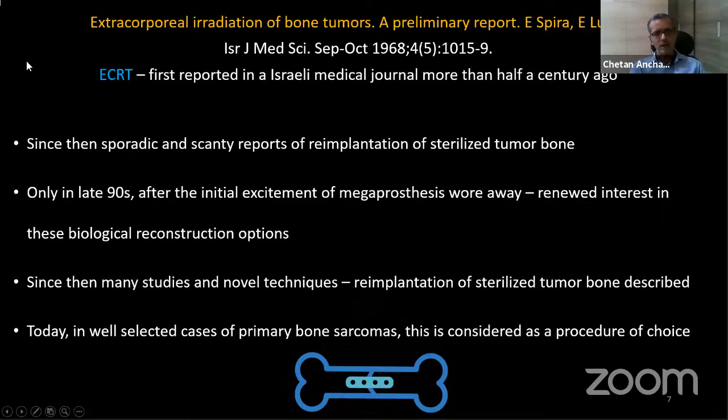Since then, sporadic and scanty reports of reimplantation of sterilized bone tumor have popped up in literature. However, it was only in the late 90s, after the initial excitement of megaprosthesis wore away, that there was a renewed interest in these biological reconstruction options. Since then, many studies and novel techniques of reimplantation of sterilized tumor bone have been described. Today, in well-selected cases of primary bone sarcomas, this would be considered a procedure of choice.